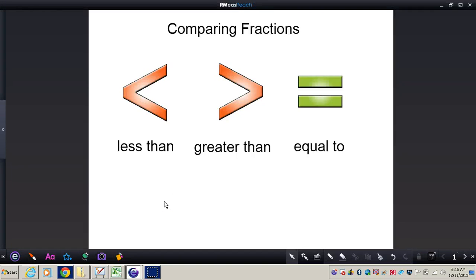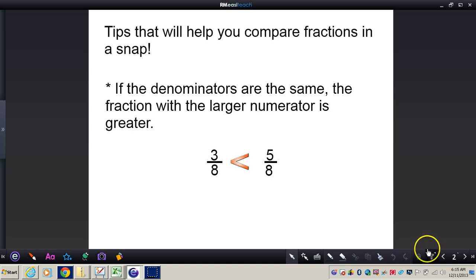In this video, we're going to be taking a look at how you compare fractions. We're going to be comparing fractions and figuring out which fractions are greater than, less than, or if the fractions are equal to each other. These are going to be some tips that will help you compare fractions in a snap.